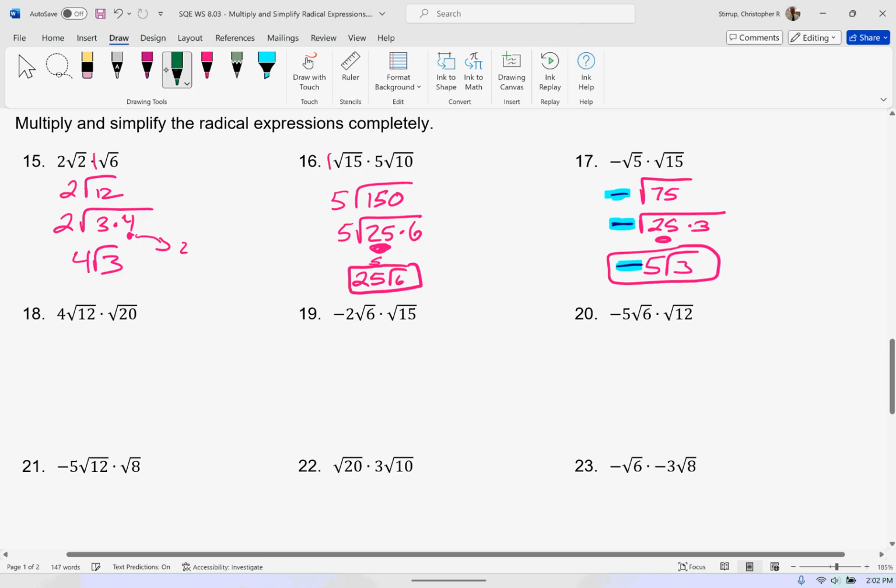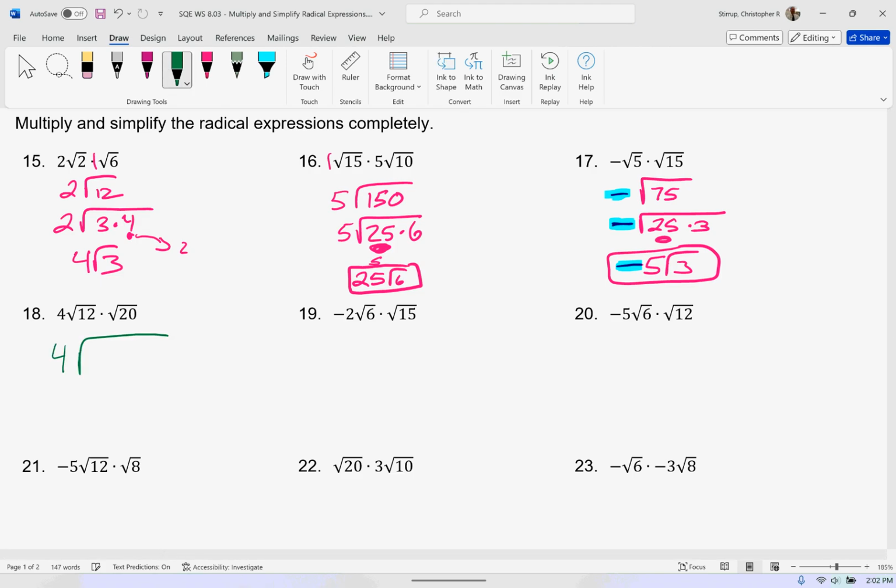Hey, help me out. You guys have a calculator. What is 4 times 20? Or, excuse me, 12 times 20. How much? 240. Thank you. All right, take a look at that. Start from the bottom. Does 144 work? Does 121 work? Does 100 work? Does 81 work? 64, 49, 36, 25.